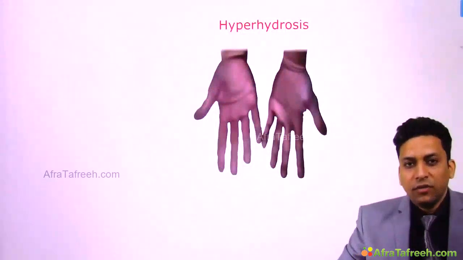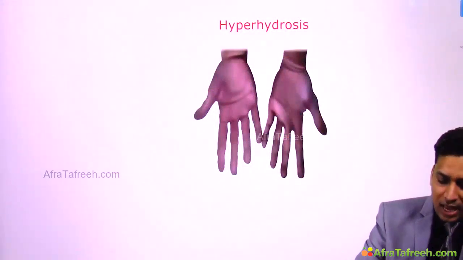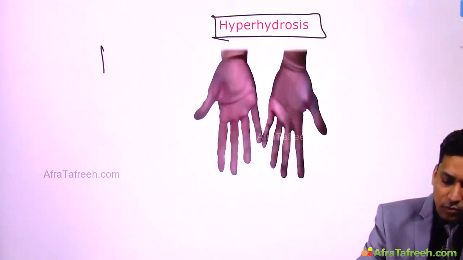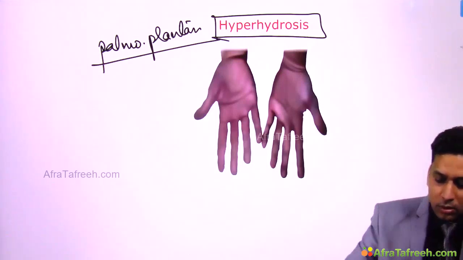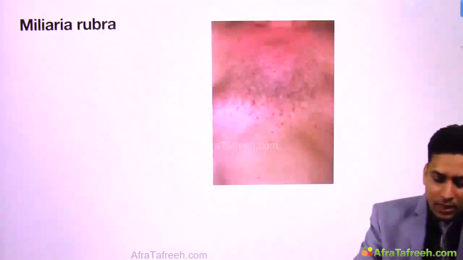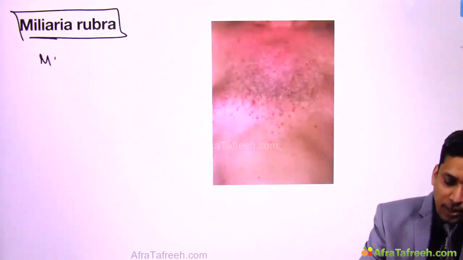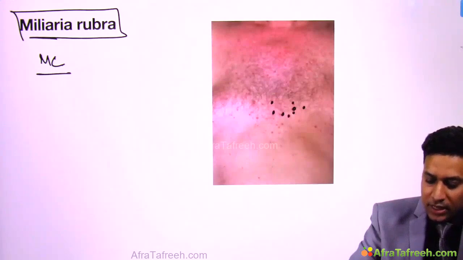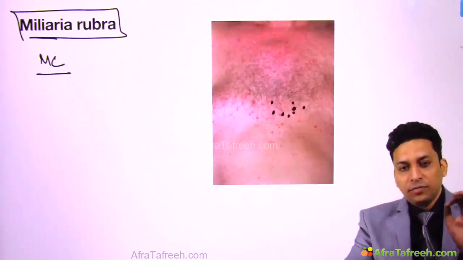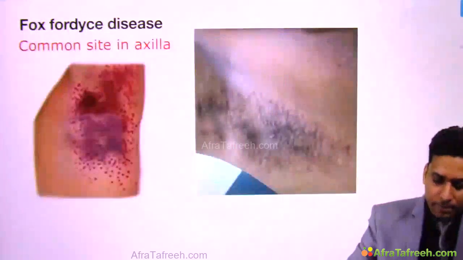One of the disorders of eccrine sweat gland is hyperhidrosis. Many a times this occurs over palm and sole, so this is also known as palmoplantar hyperhidrosis. Then miliaria rubra, this is the most common type of miliaria, commonly known as prickly heat, where erythematous papules start developing, and they are due to blockage in the duct of eccrine sweat gland.